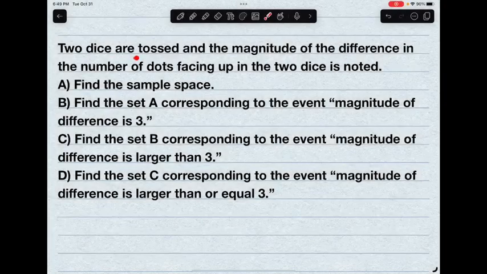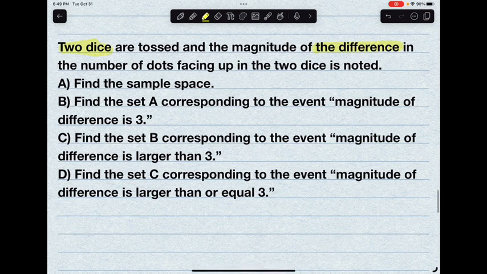Two dice are tossed and the magnitude of the difference in the number of dots facing up in the two dice is noted. Okay, so in this experiment there are two dice, and what's important is the difference in the numbers observed. So here now what we want is just part A. It says, what is the sample space?